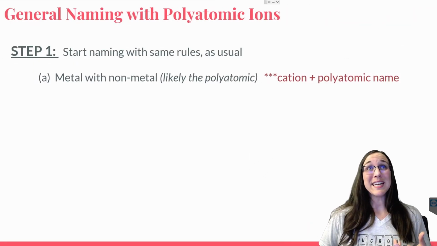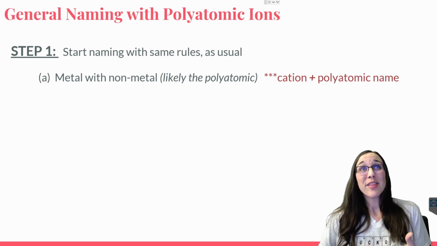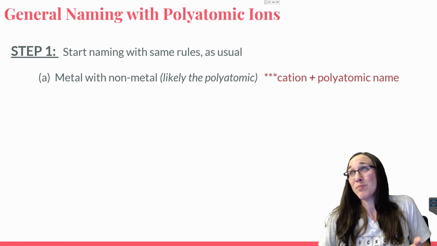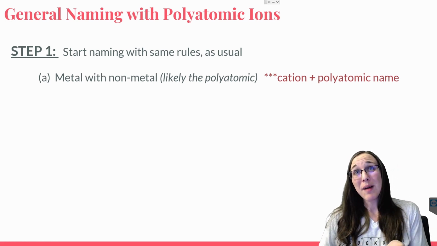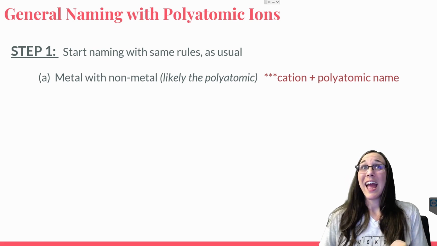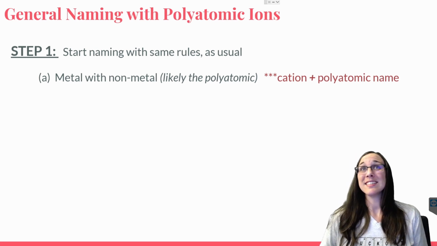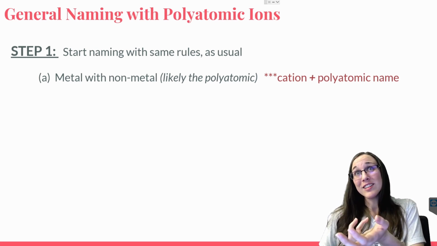So if you're going to be naming things with polyatomic ions in them, the first step is that you're going to name with the same rules as we have before. As usual, you're going to have a metal and a nonmetal because it's an ionic bond, and the nonmetal is likely the polyatomic ion in this case. So we're going to have a cation plus the polyatomic ion's name.